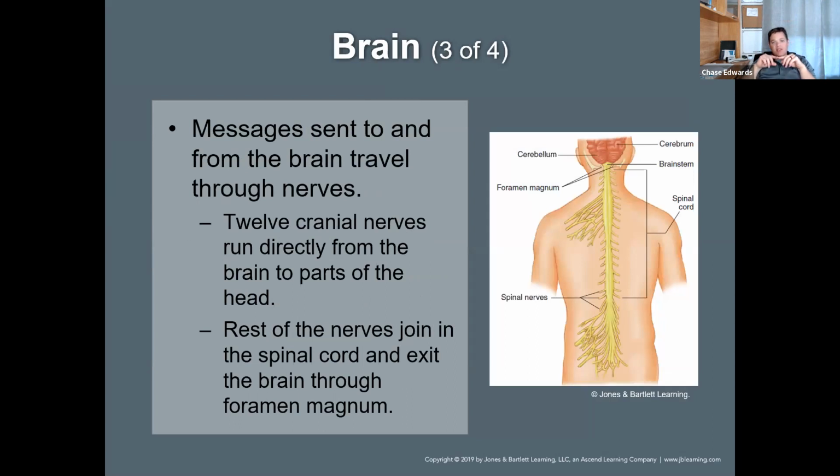So, messages sent to and from the brain travel through nerves. There are 12 cranial nerves, we've talked about them several times, that run directly from the brain to the eyes, ears, nose, and face. The rest of the nerves join in the spinal cord and exit the brain through a large opening at the base of the skull called the foramen magnum.